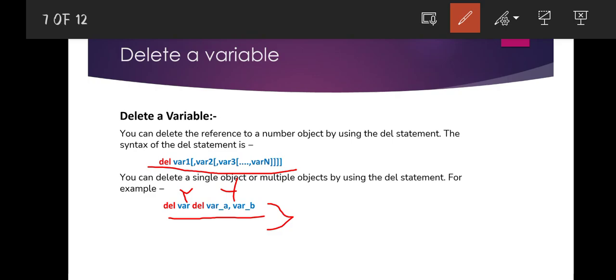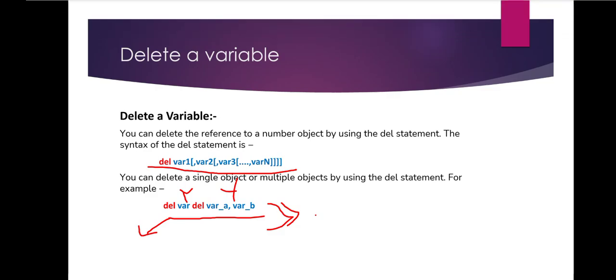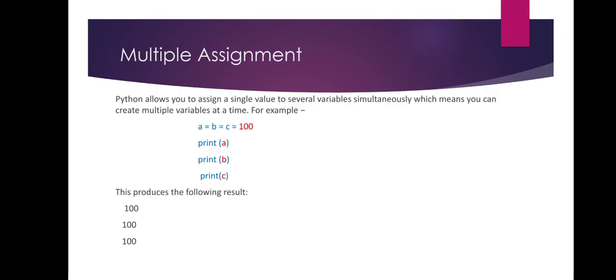To delete a variable, use the del keyword followed by the variable name, or del followed by variable a, variable b. In this way we can delete a single object, and we can also delete multiple objects by using the del statement following this structure. So this is how we delete a variable.